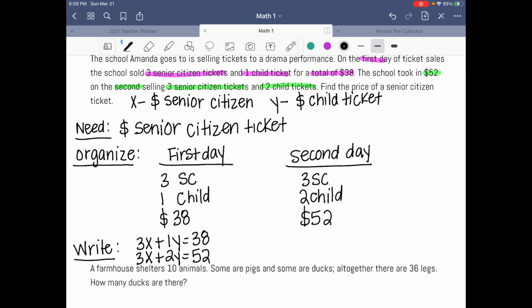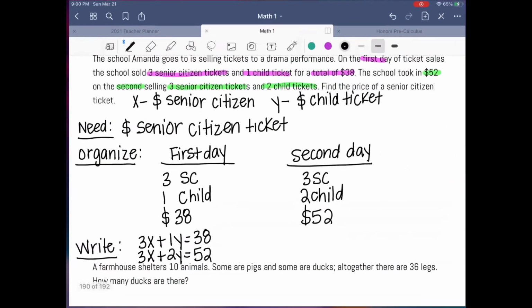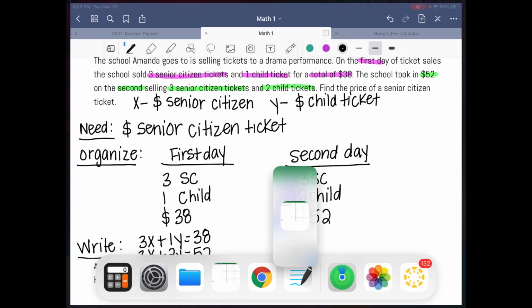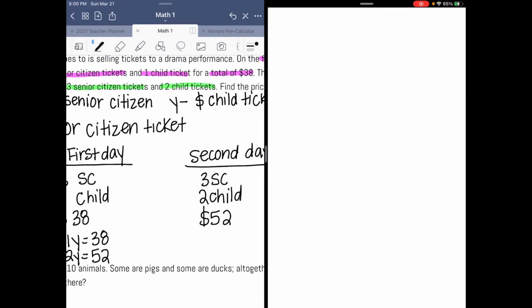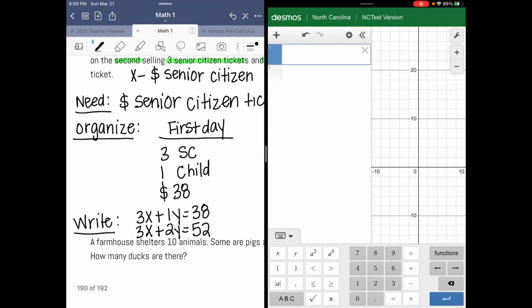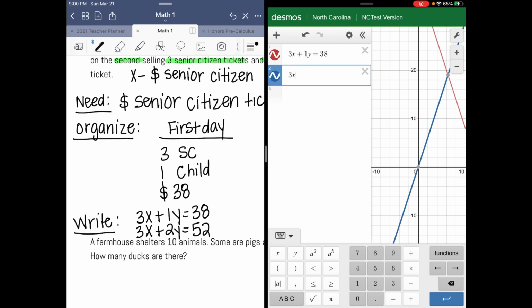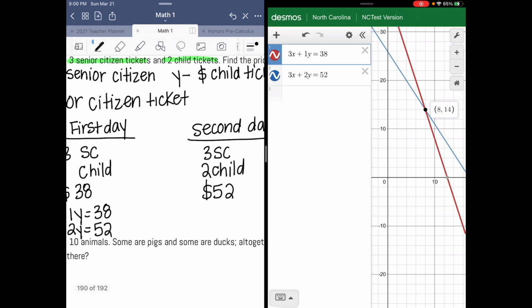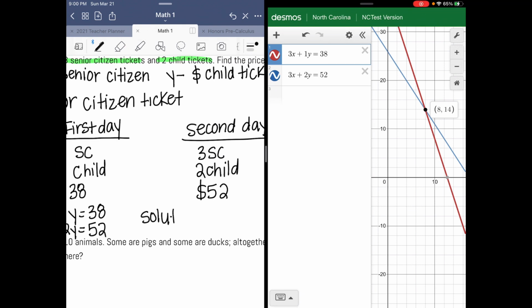And now all we have to do is see if our solution makes sense. So we're going to work this out by plugging these equations into our calculator. So I have 3x plus y equals 38. This is a reason why we want to use x's and y's, so we can graph them. Then we have 3x plus 2y equals 52. And I'm going to find the intersection of the two graphs. That intersection of the two graphs is my solution.